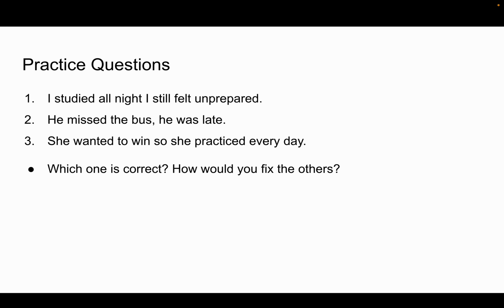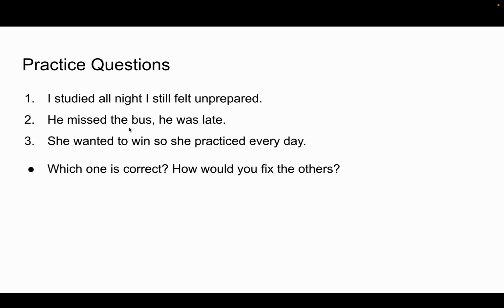And so let's look at a couple of practice questions here. The first sentence here: "I studied all night, I still felt unprepared." The way you fix this is, again, this is a full sentence, this is a full sentence. As we said earlier, you can either put a period here, you could put a semicolon, or you could put a comma and then have a conjunction.